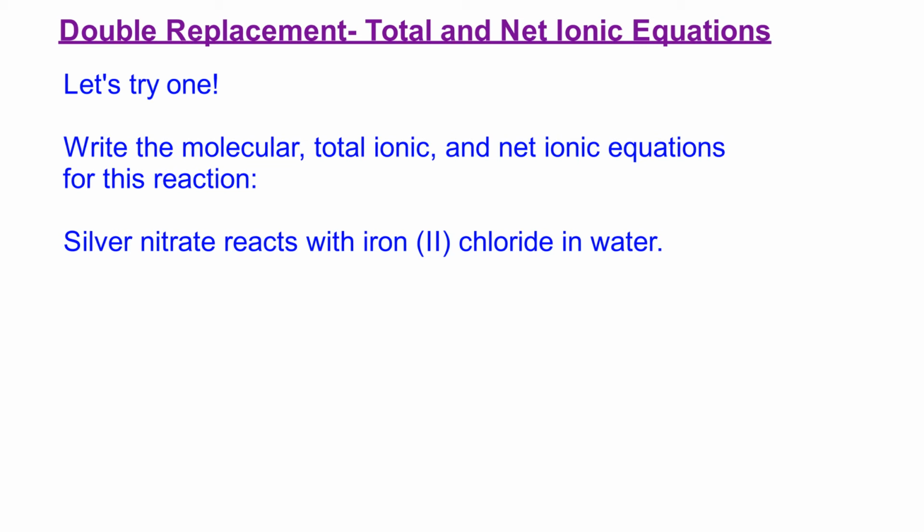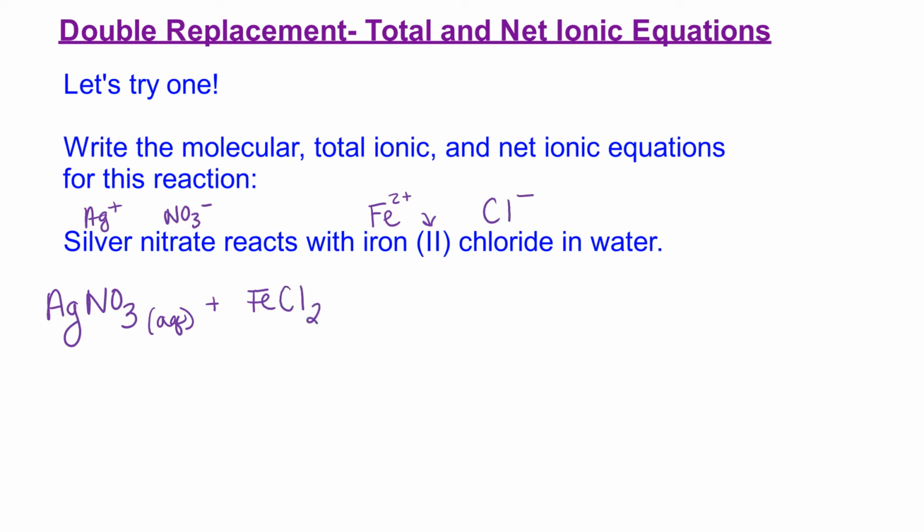So silver nitrate. We know silver is Ag, nitrate is NO3. Remember, silver has a charge of +1 and nitrate has a charge of -1. So I have no extra subscripts in this reaction. And the silver nitrate is going to be aqueous. And we are reacting it with iron. And this 2 here tells us that we've got iron 2+. And chloride is chlorine with a -1 charge. So we have FeCl2. And I know that these states of matter are aqueous because it tells me that this reaction is happening in water. And since they're ionic compounds, they're going to be aqueous.